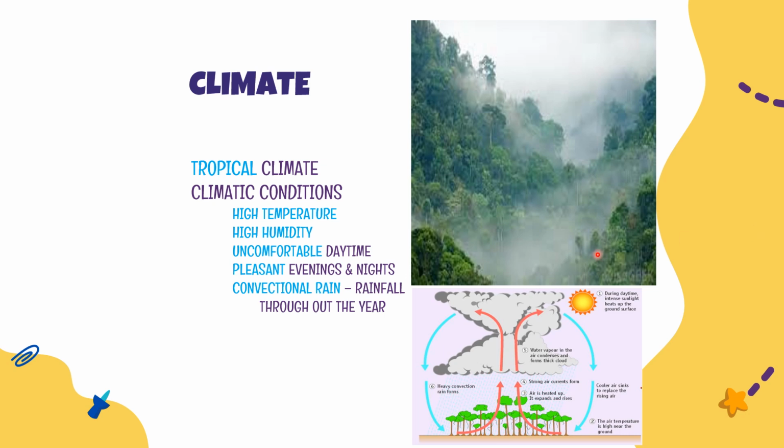So this place, Democratic Republic of Congo, has heavy rainfall in the late afternoons, but it has very high temperature and a very uncomfortable daytime, with high humidity.